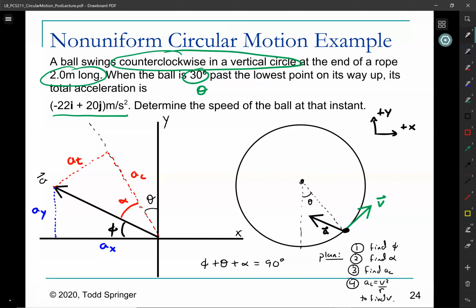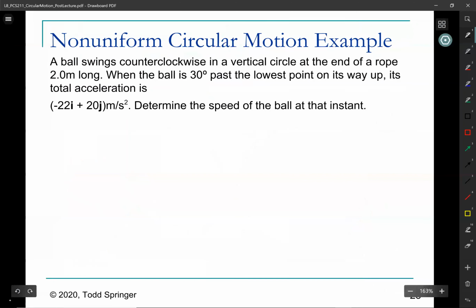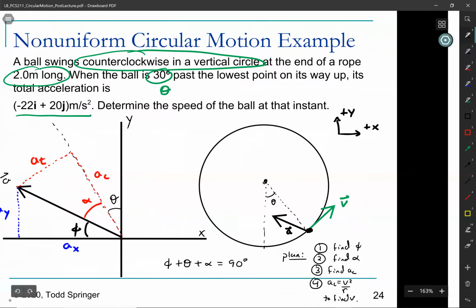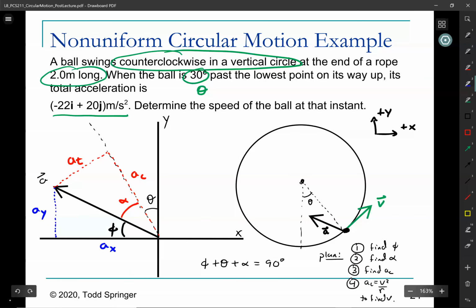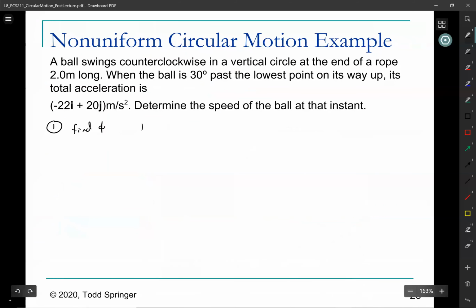So let's do it. Start on the next slide. First step, find phi. That's just going to be trigonometry on this triangle here with the blue x and y components. Tangent phi is opposite over adjacent, ay over ax. So tangent of phi is equal to the absolute value of ay over ax. Okay, so phi is the inverse tangent of ay divided by ax.